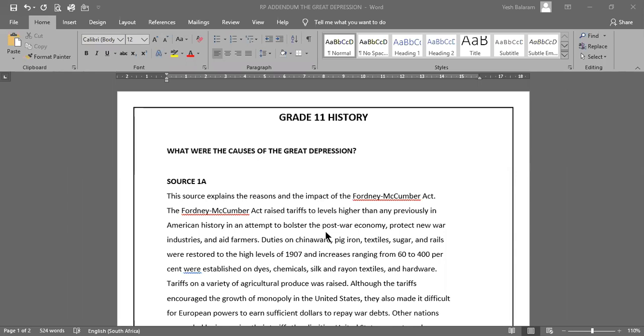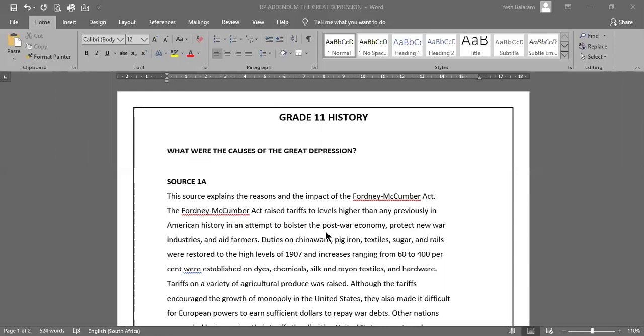Welcome back, learners, to the second part on the causes of the Great Depression. We're now going to look at the first part of activity 1 on the causes of the Great Depression. I would like you to refer to your sources on page 4 of your resource pack, and we are going to look closely at the meaning of the sources, and I'm going to explain to you how to approach the questions.